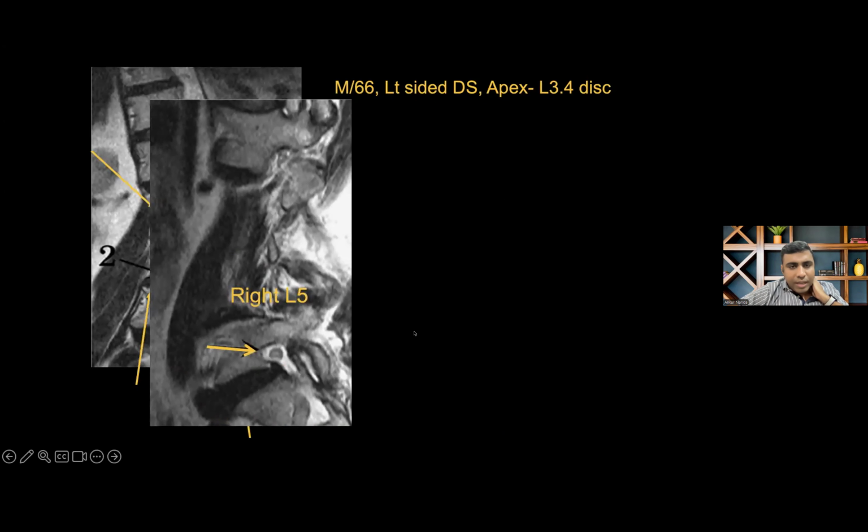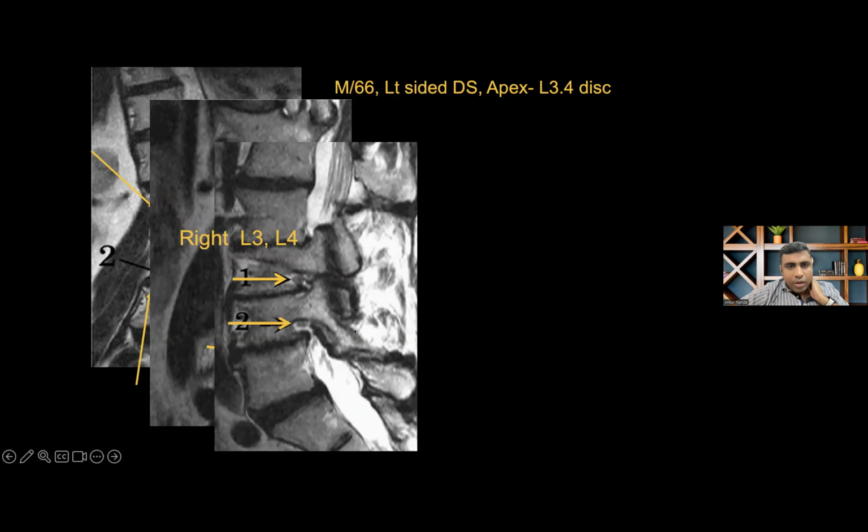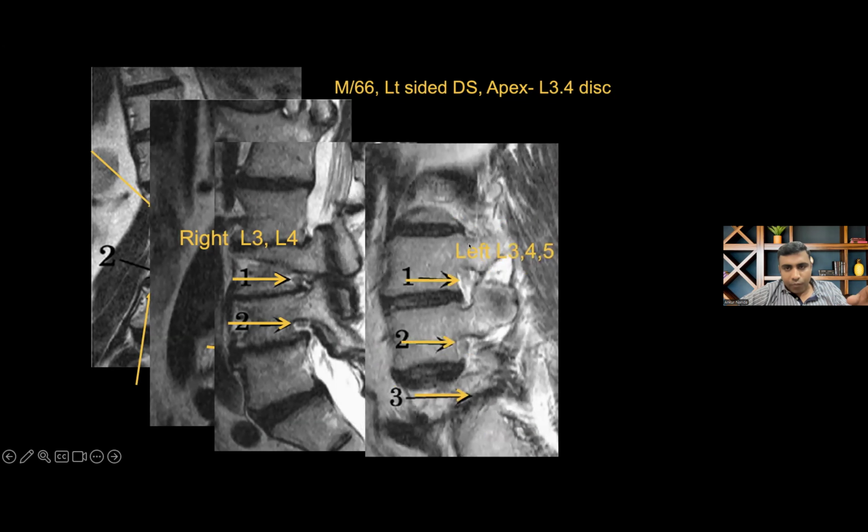This is a left-sided convexity scoliosis, and you can see on the right side, the foraminal L5 area is quite clear. However, if you look at the L3 and L4 foramens, they are compromised. So basically on the concave side, it's not the L5 or S1 which will get compressed. It's usually the L3 and L4.